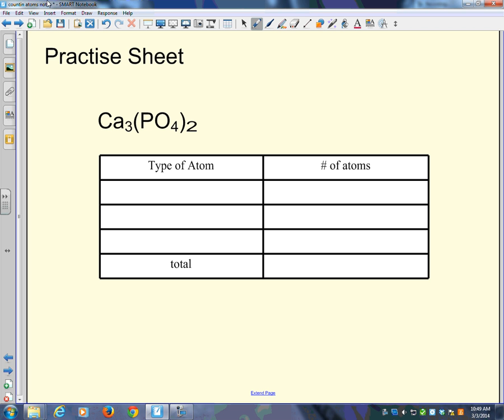Ca3(PO4)2, is that the next one? Troy, how many Cas? 3. Troy's voice has changed. 3. How many P's? 2. And how many O's? 8. For a total of 13, right?